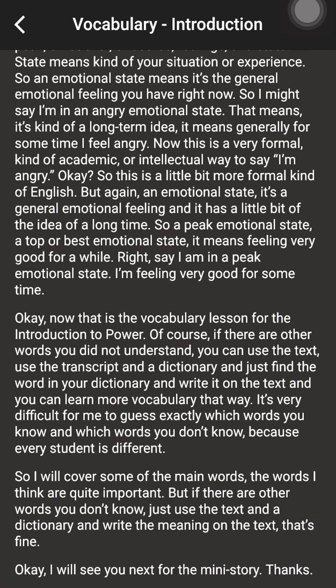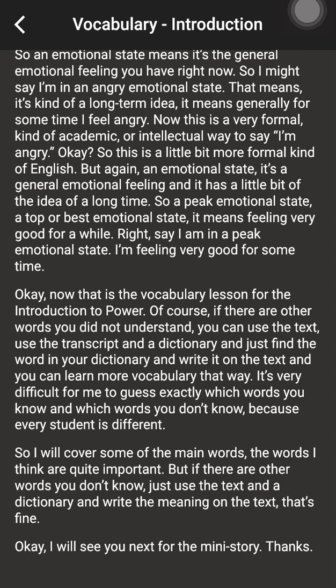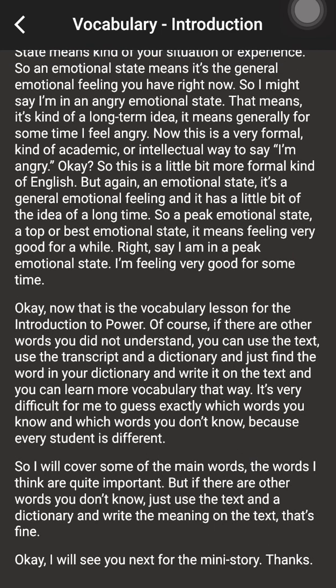But again, an emotional state is a general emotional feeling, and it has a little bit of the idea of a long time. So peak emotional state, a top or best emotional state, means feeling very good for a while, right? If I say I'm in a peak emotional state, I'm feeling very good for some time. Okay, now that is the vocabulary lesson for the introduction to power.